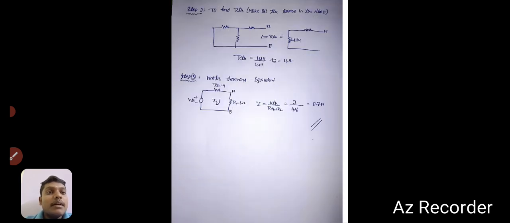Step 2. To find RTH, make all sources in the network zero. Now RTH is equal to 4 into 4 divided by 4 plus 2, which is equal to 4 ohm. Step 3 is to write the Thevenin equivalent. Now we see the circuit, and I is equal to VTH divided by RTH plus RL, which is equal to 7 divided by 4 plus 6, which is equal to 0.7A.